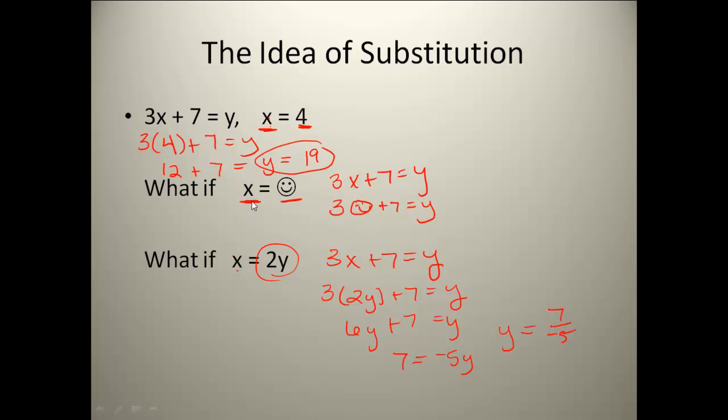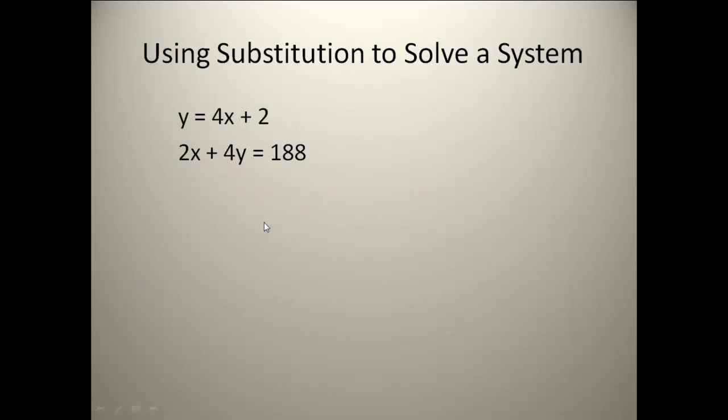So anytime I have one quantity equal to another quantity, whether it be a single number, another variable, or another expression, I can interchange them. So I can replace any x I see with 2y. That's what we're basically going to be doing when we solve a system using substitution. We are going to take a variable and we're going to plug it in somewhere else.